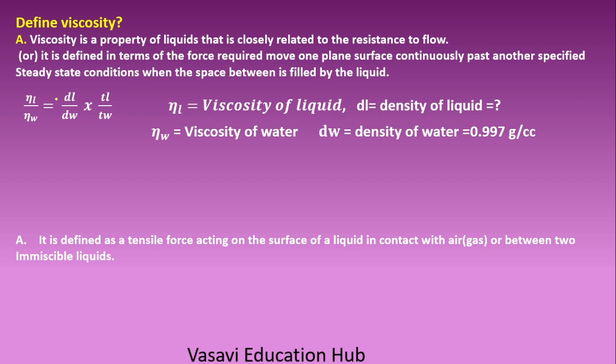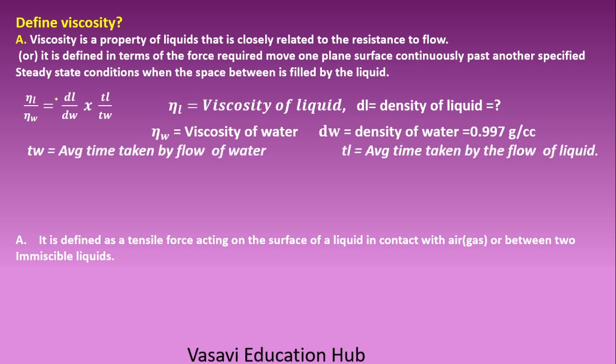That is ηL by ηW is equal to dL by dW into TL by TW. So what is ηL? That is viscosity of liquid, dL is density of liquid, ηW is viscosity of water, dW is density of water, which is fixed, that is 0.997 gram per cc, or approximately you can take 1 gram per cc. TW is the average time taken by flow of water, TL is the average time taken by flow of liquid. So the unit of viscosity is millipoise. Okay, that is about viscosity, students.